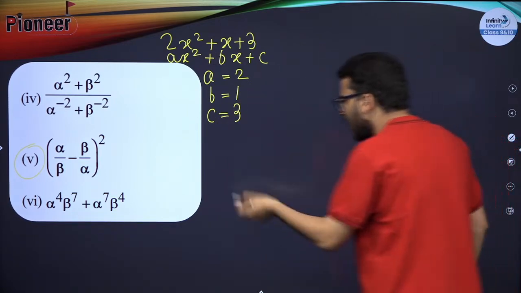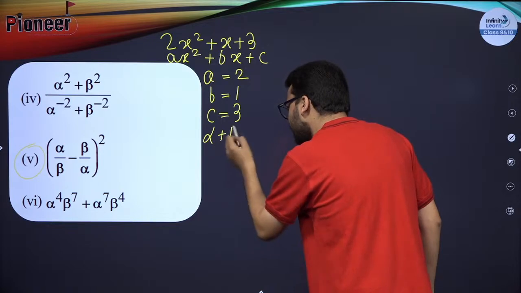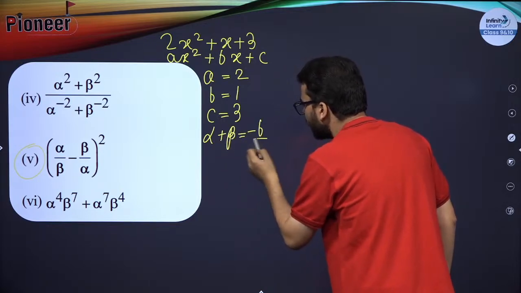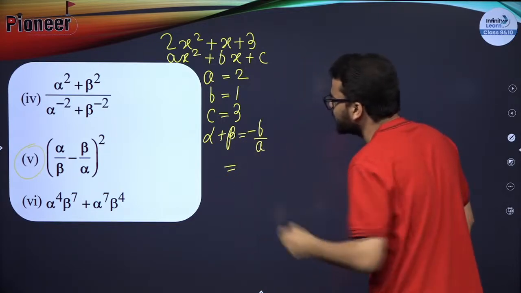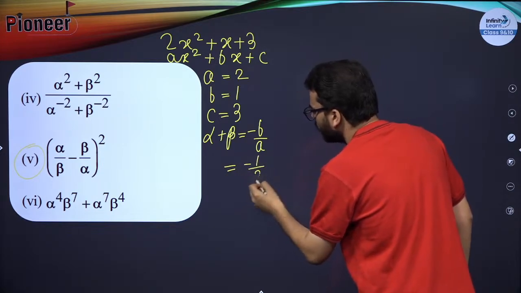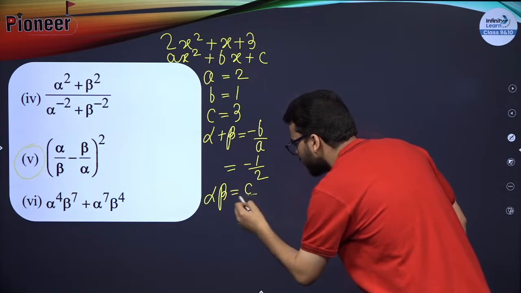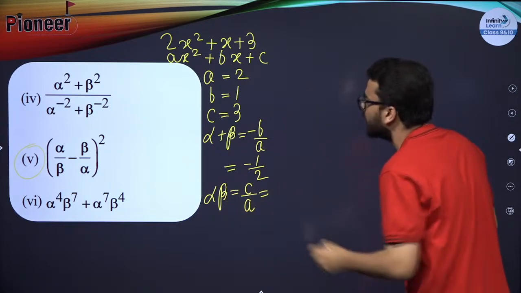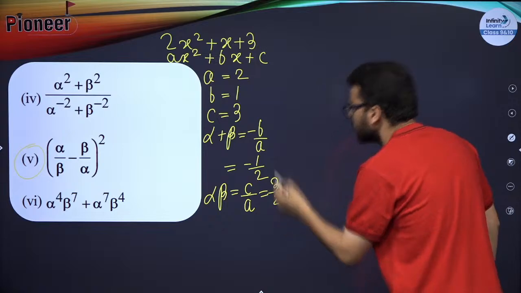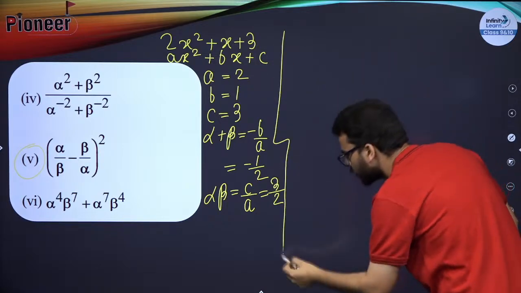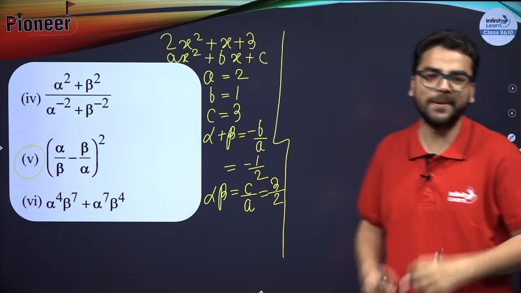And obviously I'll write it for you that alpha plus beta will be used for sure. You cannot do it without it. So minus b by a, so it is minus 1 by 2 over here, and alpha beta is equal to c by a, and that is equal to 3 by 2. So this will for sure be used in this question. I hope it is clear.